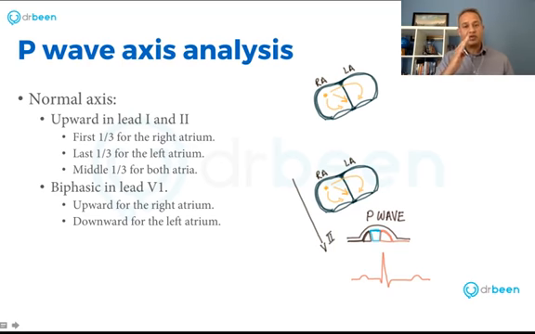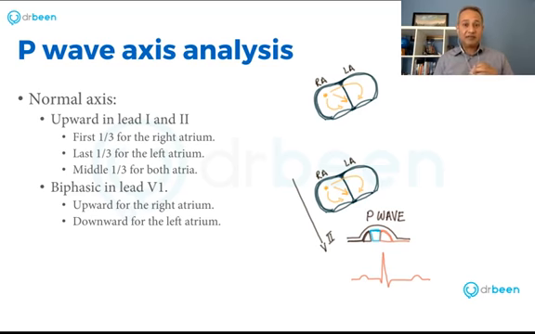The first one-third of the P wave represents the electrical activity in the right atria. The last one-third of the P wave represents the electrical activity in the left atria. The middle third of the P wave represents electrical activity in both atria. This is your friend.